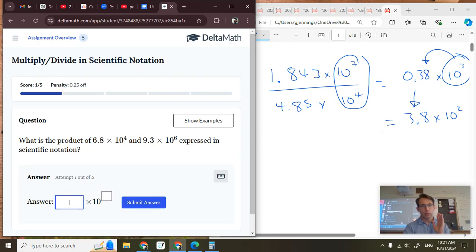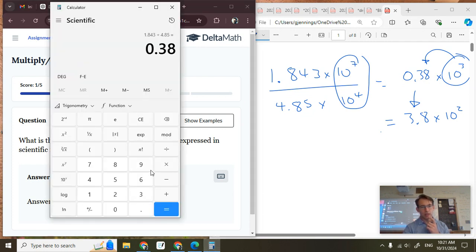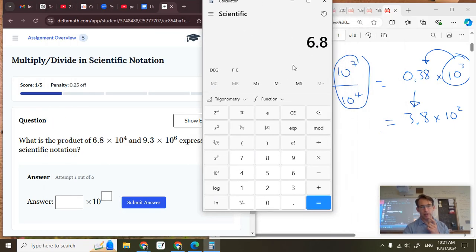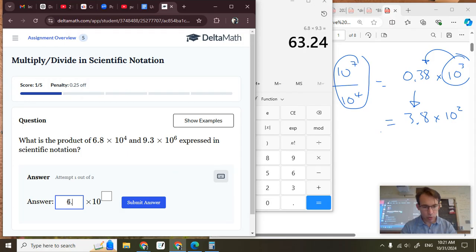Hooray. What's the product? Okay, the product means multiply those things. So 6.8 times 9.3, I'll work that out. 6.8, let's just move this over so you can see where I'm getting these numbers, times 9.3. Okay, that's 63.24. So actually I'm going to use 6.324 because that's where I want the decimal place. I'm multiplying by an extra power of 10 by moving the decimal place. So I have 10 to the 11.